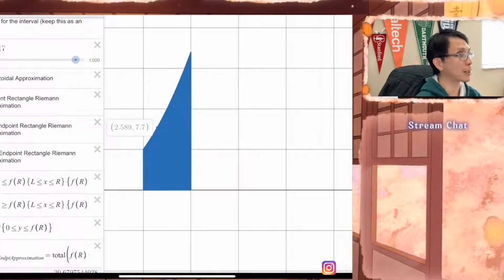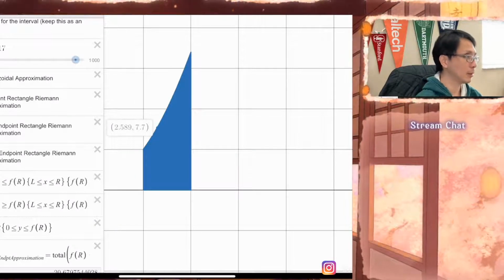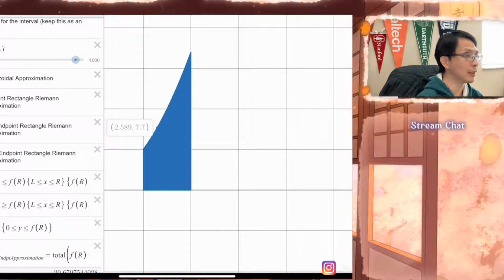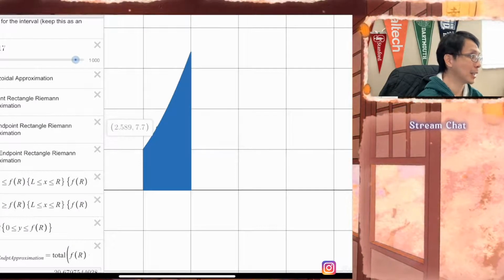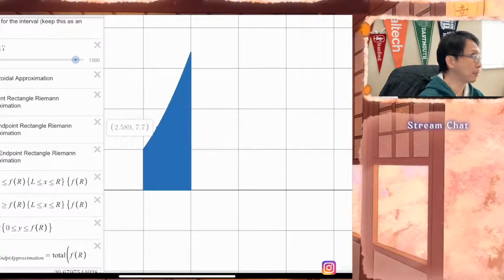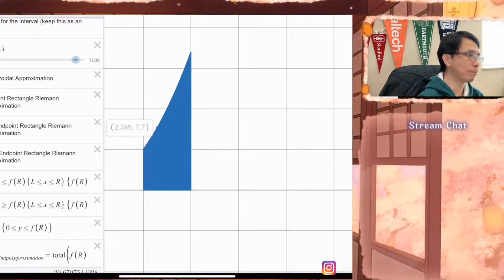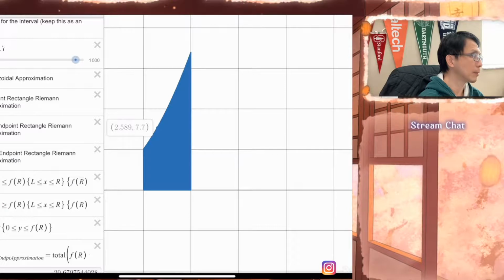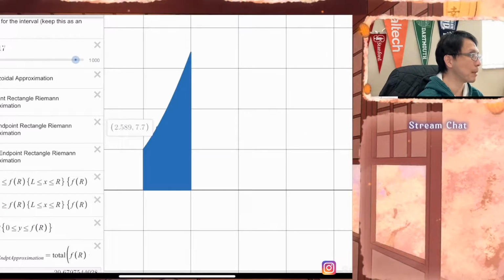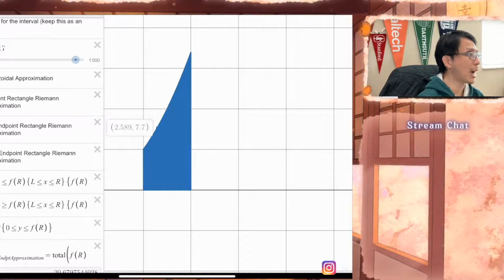Now, as far as approximation goes, left end and right end are not as good as the trapezoid or midpoint. Which one's better between trapezoid and midpoint? There is no way to tell. It really depends on the function, so it's hit and miss. Which one's better? I have no idea.